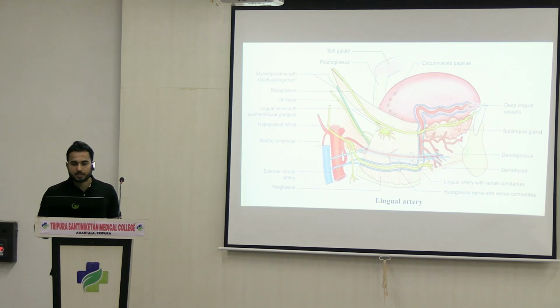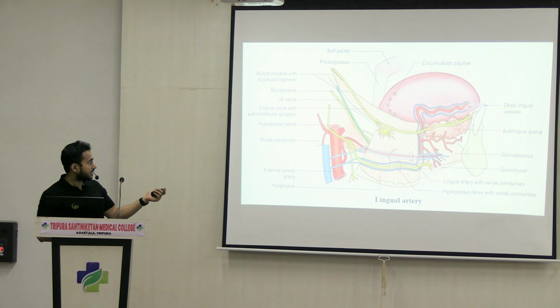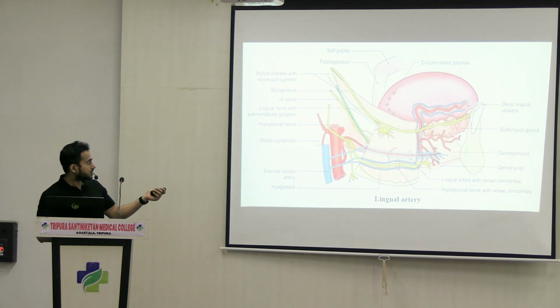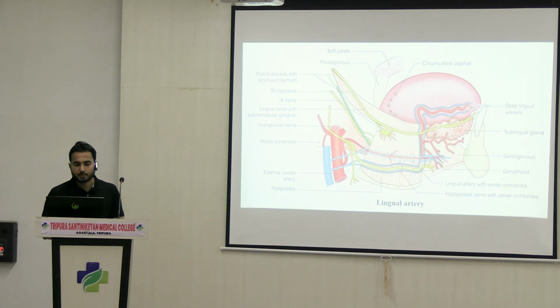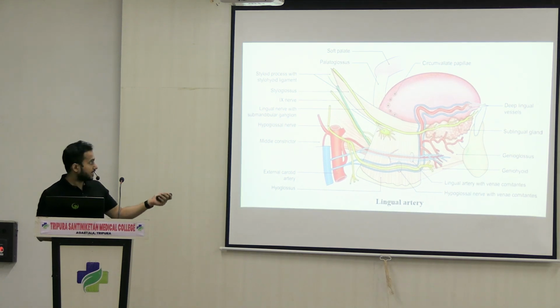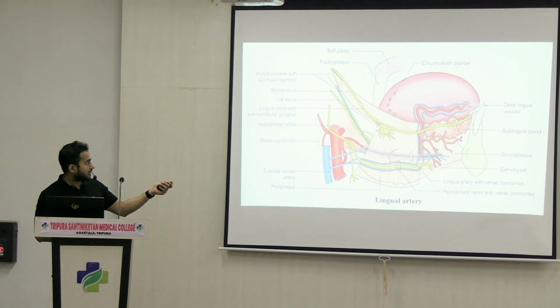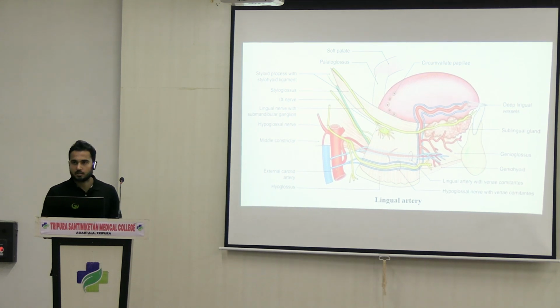Now if you see the third part, the vertical course lies between the genioglossus and inferior longitudinal muscle of the tongue. In between that, the vertical course is present, and the horizontal part is accompanied by the lingual nerve. So this is the horizontal part and it is accompanied by the lingual nerve.